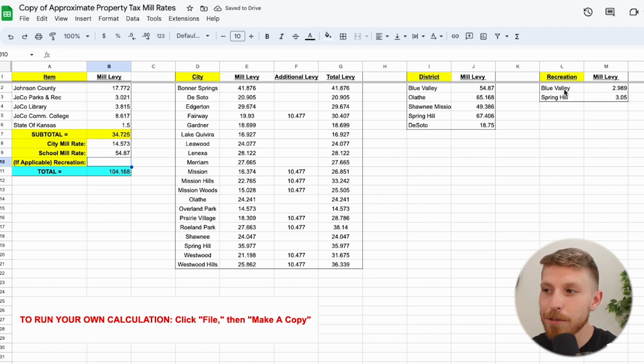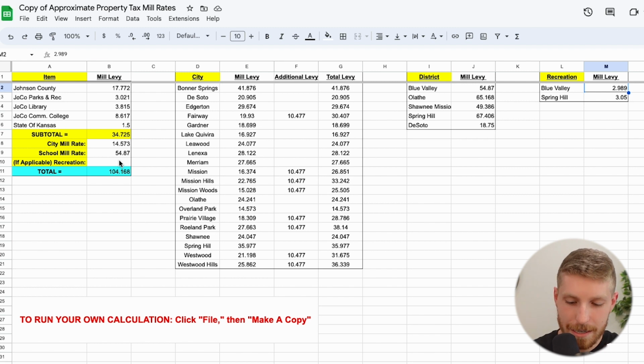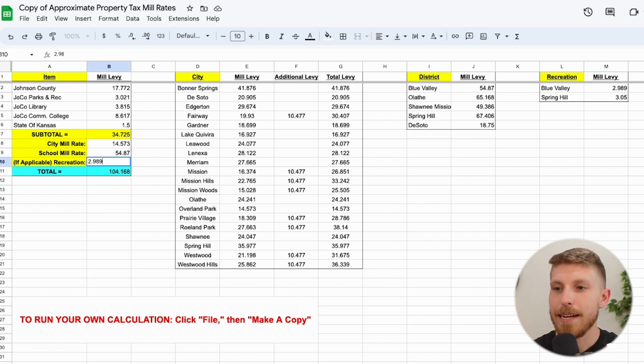This is only for Blue Valley and Spring Hill. So we are in the Blue Valley in this specific example. So we're going to go 2.989. And that'll give us, boom, in that blue box right there, you can see it'll give us the exact mill levy. So we're going to take this number and plug it back into that formula.